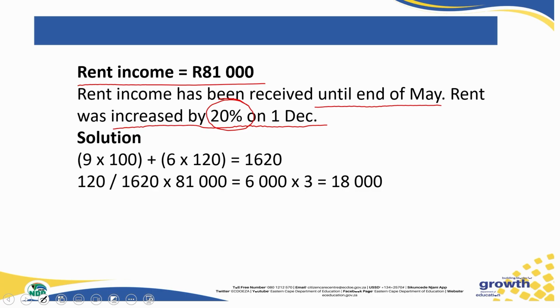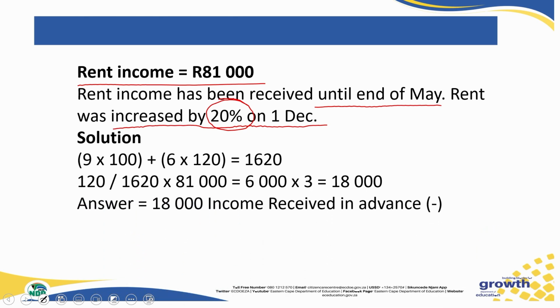We take 120, which is the increased amount. We divide it by 1,620, which is what we worked out above. And we multiply that by the 81,000 that we got from the trial balance. The answer from there is 6,000 Rand per month. And we multiply that by 3 to get 18,000 Rand. So our answer is 18,000 Rand that we are looking for. And this is an income received in advance. And we minus this from our income statement because it belongs to the next financial year.